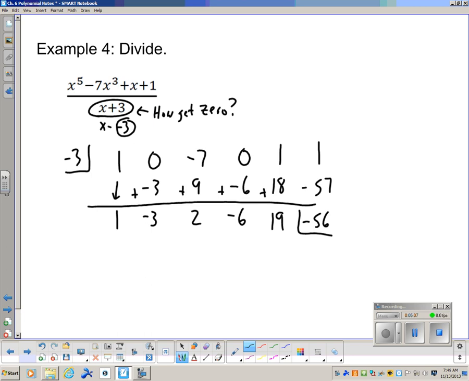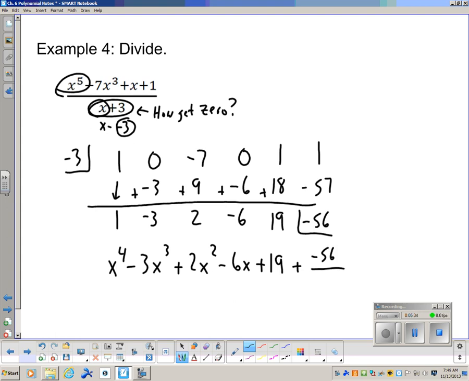All right, so how do I write this? It's going to drop down a power. It was x to the fifth divided by x there, gives us x to the fourth. So 1x to the fourth minus 3x to the third, drop it down as I go across, plus 2x squared minus 6x plus 19. What do I do with that remainder? Plus, take your remainder and put it over what you were dividing by in the original case there, which is x plus 3.